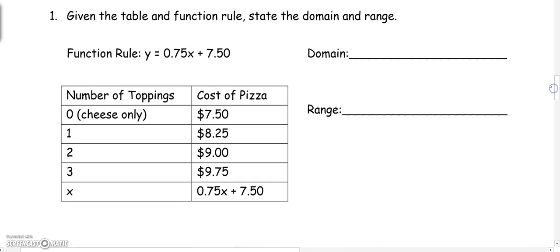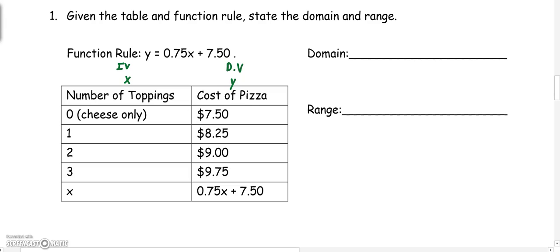So let's look at another example. Let's look at our table. So in our table here, we have a table that looks at the number of toppings and the cost of pizza. So remember that number of toppings is going to be our x, which is our independent variable. Our cost of pizza is our y, which is our dependent variable.